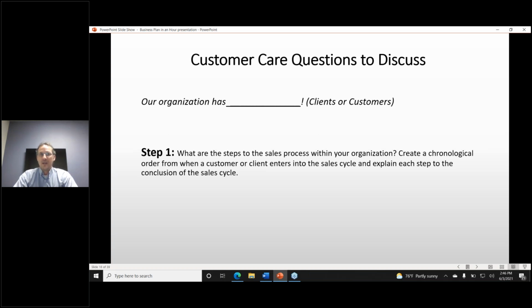So an example sales cycle might be, I take an application. I request permission to pull their credit report. I read their credit report. I work up the loan. I follow up with the client, customer, and I propose it to them. That's 7 steps of my 17-step process.